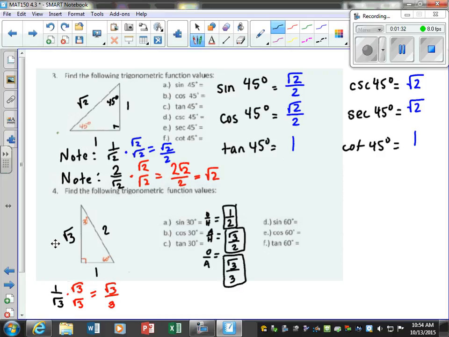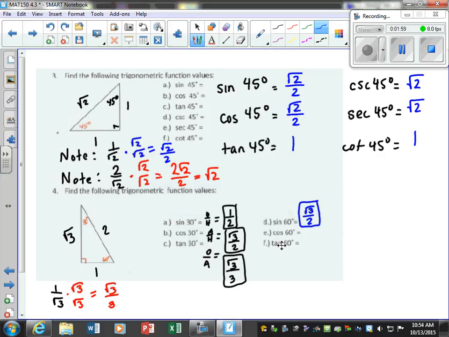Okay, now we're not doing the cosecant, secant, cotangent this time. I said let's do the sine of 60 degrees. So we're looking at this angle, which is 60, and we want to do opposite over hypotenuse. So opposite over hypotenuse. So sine of 60, and let me do it in a different color, is going to be square root of 3 over 2.